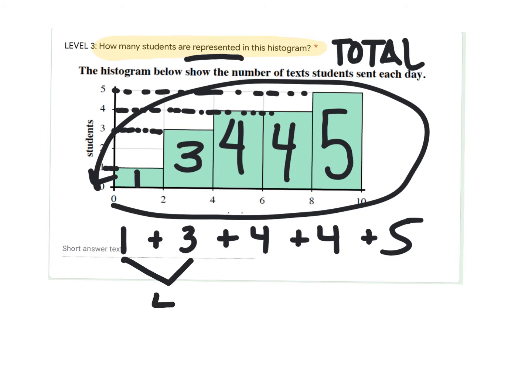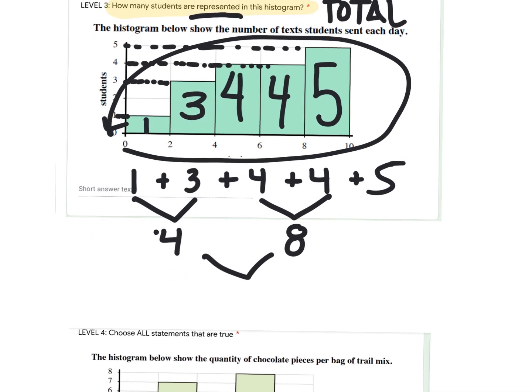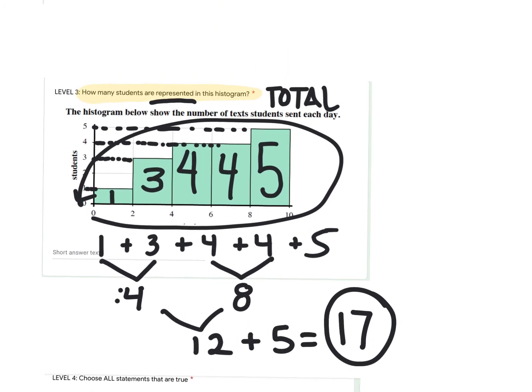So 1 plus 3 is 4. 4 plus 4 is 8. 8 plus 4 is 8, 9, 10, 11, 12. And then we're going to add 5 more to that, which is a total of 17. So 17 people were represented in this histogram. That means 17 people were surveyed. A lot of you guys had numbers that maybe look like you were trying to add, maybe you just added wrong. And some of you guys were very, very far off on this answer. So don't forget, if it's asking how many were represented, it's just asking for the total amount.